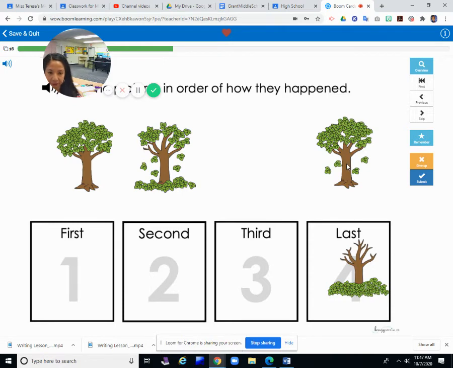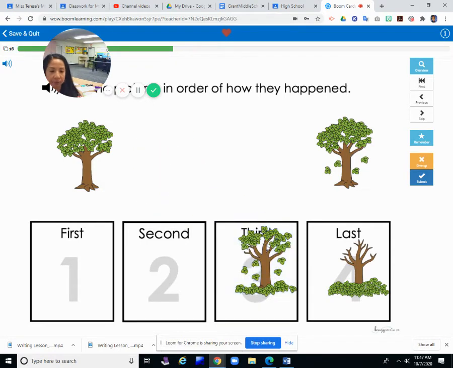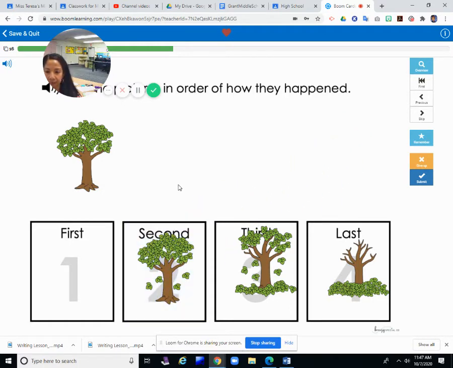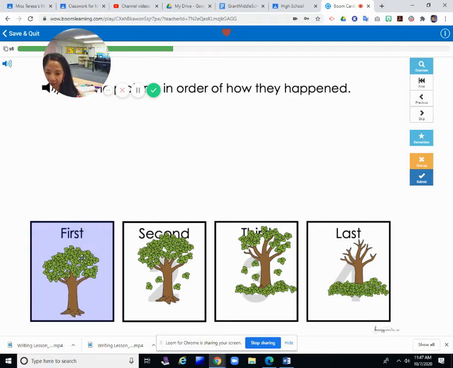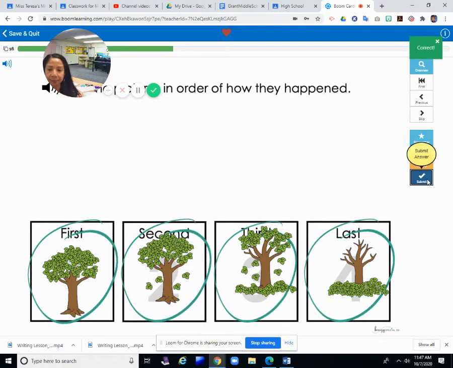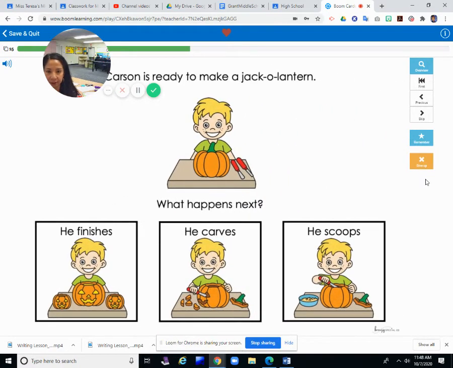And then what would be next? A tree with a few leaves falling or most of the leaves falling? I think most of the leaves off. Okay, and what's next? A tree with no leaves falling or a few leaves falling? I think this one with a few leaves. And then the first one would be a tree with all of the leaves on and no leaves falling. Let's submit it. Okay, that's correct.